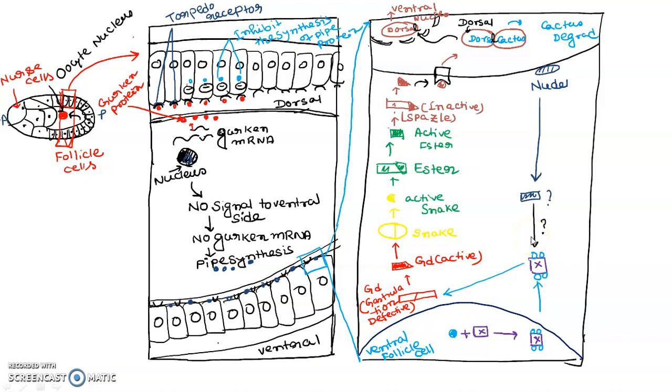Now see that factor X and the noodle protein interact, and this interaction activates the gastrulation defective protein. Gastrulation defective then activates snake by creating a cleavage in the snake protein, and then snake protein becomes active. Activated snake cleaves easter, and activated easter activates the spätzle protein, and then spätzle binds to the toll receptor, and in that way the interaction occurs and the ventral side is established.